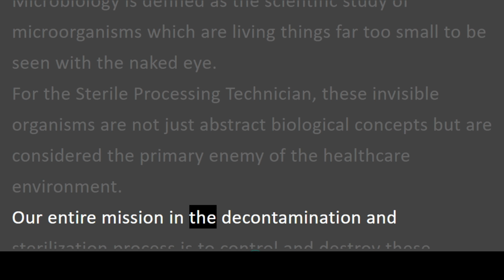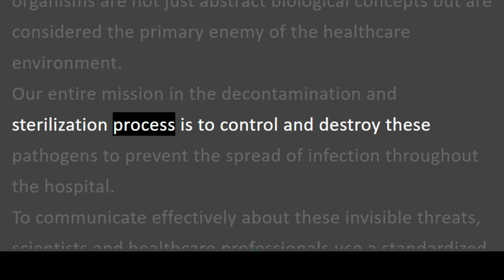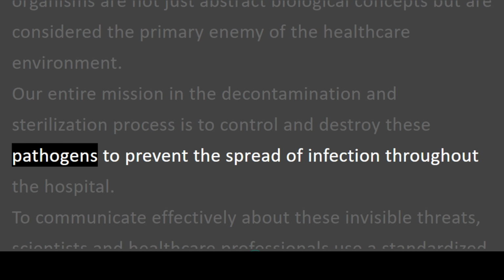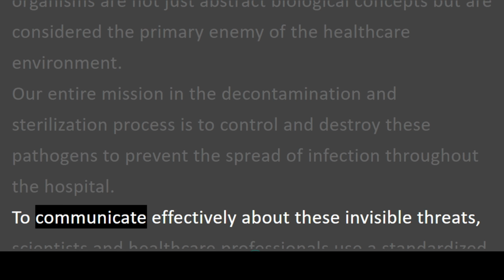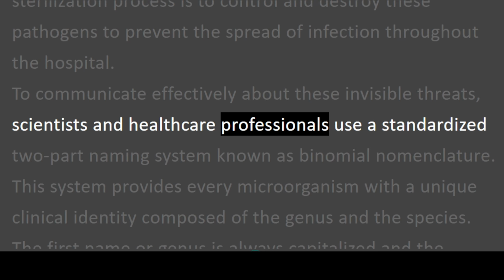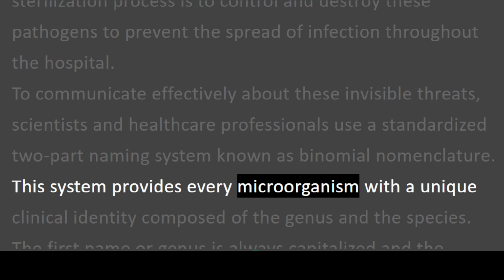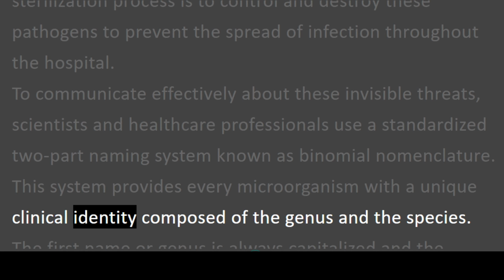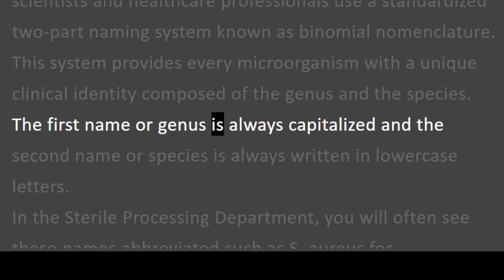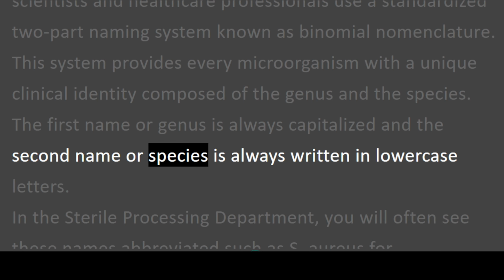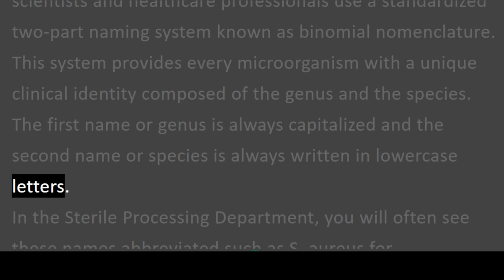Our entire mission in the decontamination and sterilization process is to control and destroy these pathogens to prevent the spread of infection throughout the hospital. To communicate effectively about these invisible threats, scientists and healthcare professionals use a standardized two-part naming system known as binomial nomenclature. This system provides every microorganism with a unique clinical identity composed of the genus and the species. The first name, or genus, is always capitalized and the second name, or species, is always written in lowercase letters.